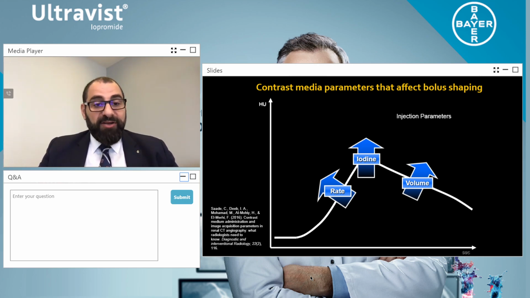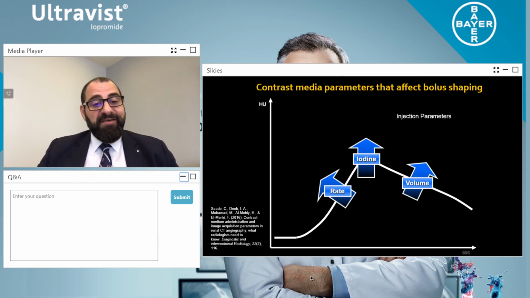Now we look at iodine concentration. Now this is key now. If I look at increasing my iodine concentration from 300 to 370 density, I've just increased my density by 25%. But now, remember we talked about KVP. If I reduce my KVP from 120 to 100, I approximately save about 33% in radiation dose. But more importantly, I then further increase my density by 25%.